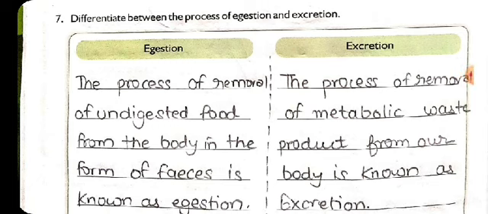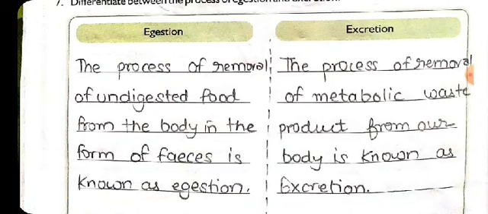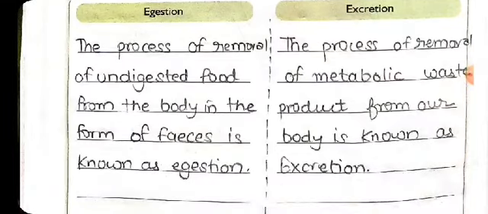Question number 7 of the observation book, chapter 4, the excretory system, right? The seventh question is the difference between the process of egestion and excretion. We have to differentiate between egestion and excretion. Egestion is simply the process of removal of undigested food from the body, whereas excretion is the process of removal of metabolic waste from our body, such as urea, salt, excess water, right?